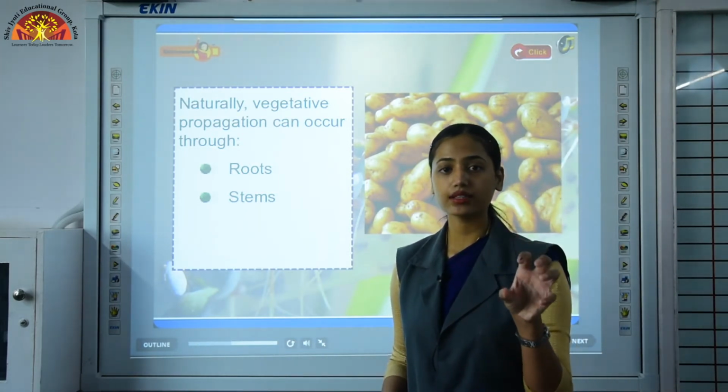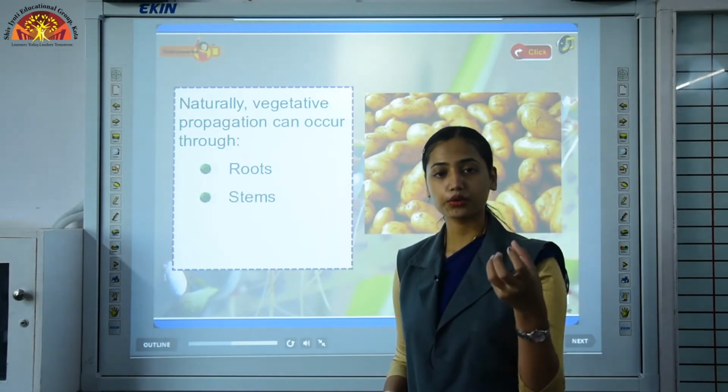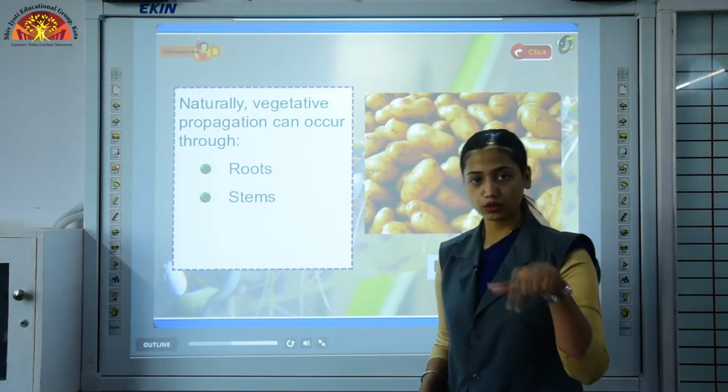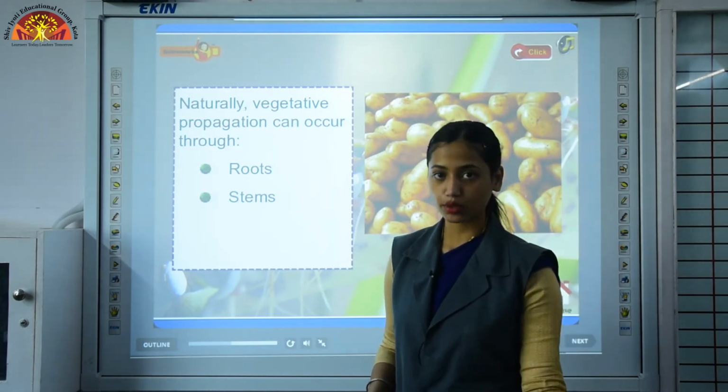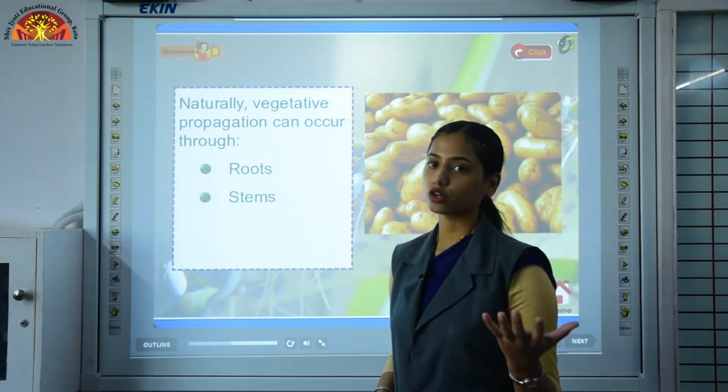Those spots are known as eyes, and if you cut one eye and bury it in the soil, then it will grow into a new plant of potato.